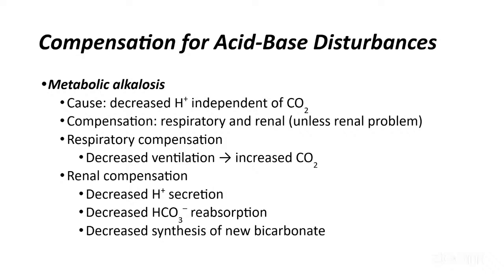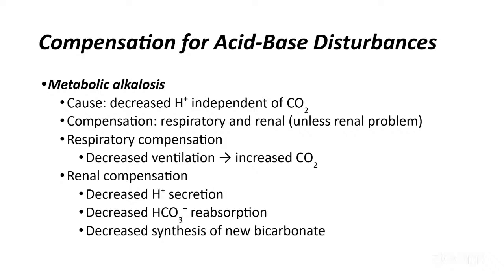So respiratory compensation: if your pH is too high, what we're going to do is try and match that, right? We're going to bring in extra acid. We want to bring extra CO2 into your blood to adjust that pH, because CO2 is an acid and alkalosis means we don't have enough acid. So this is where your breathing is going to slow down. You're going to see decreases in ventilation. They're going to be building up CO2 levels to compensate for this metabolic alkalosis.